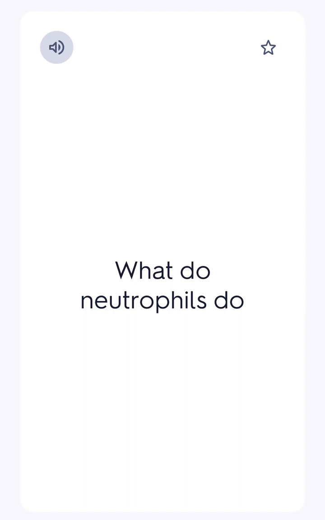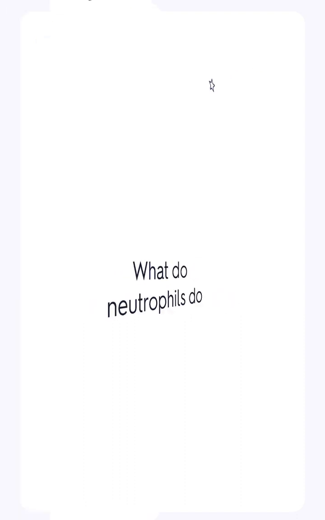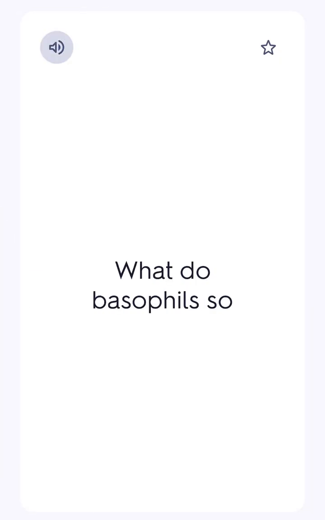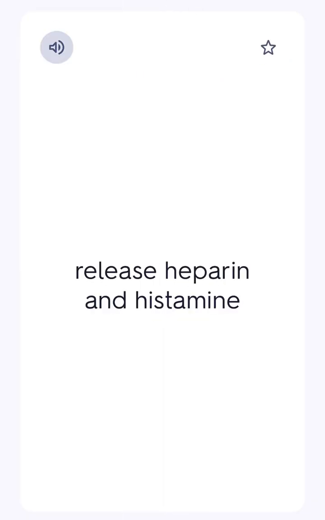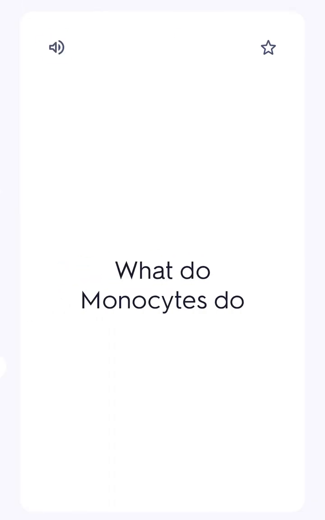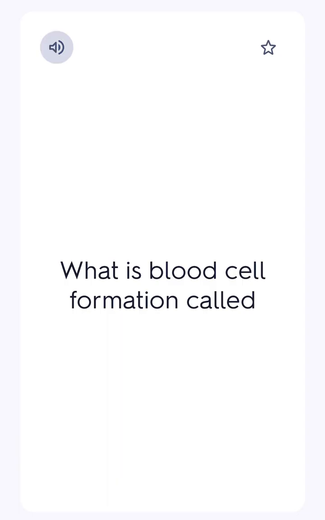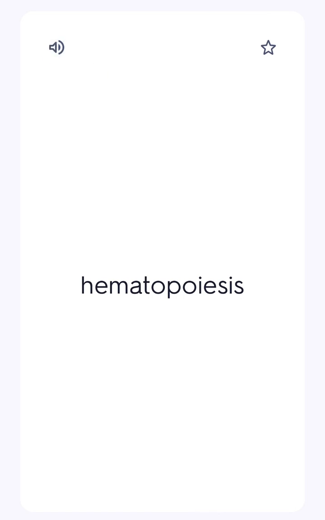What do neutrophils do? Phagocytic. What do basophils do? Release heparin and histamine. What do monocytes do? Large phagocytes. What is blood cell formation called? Hematopoiesis.